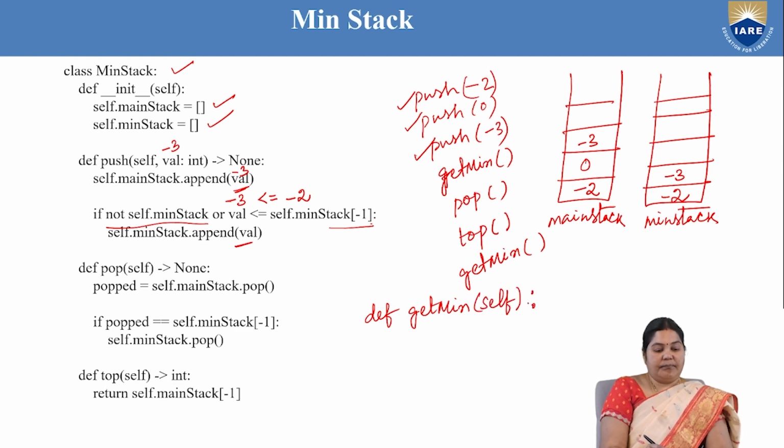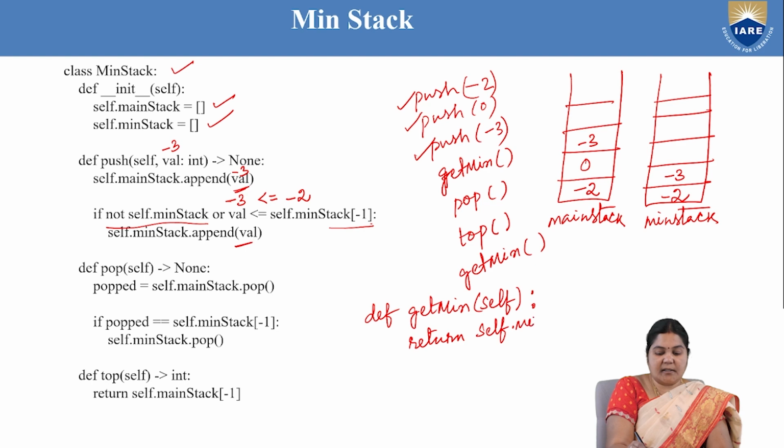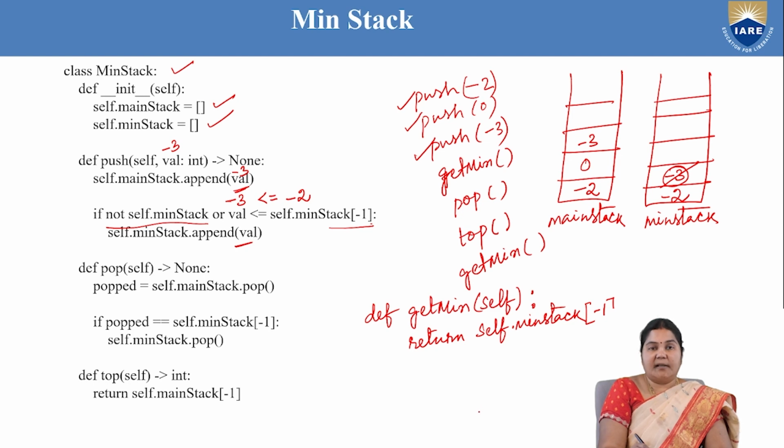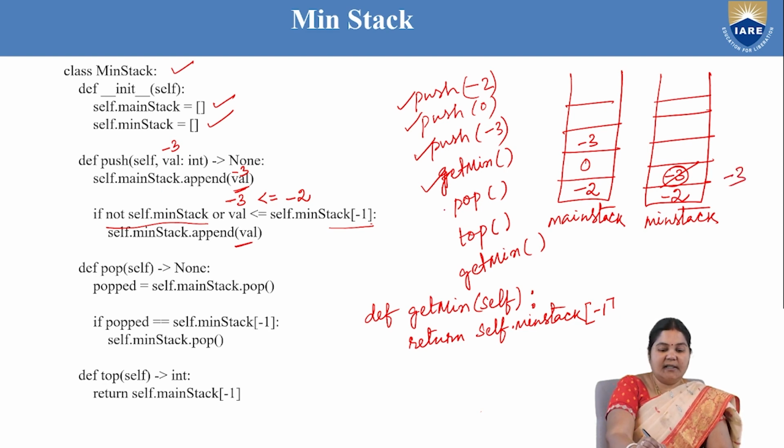Right. Okay. Now, for getting the minimum element, you should always get it from the top of the stack. So, what will I write? I'll simply write return self.min_stack[-1]. So, this is the minimum element from the min stack that will be retrieved. Okay. Next operation, which is nothing but here -3. Minus 3 is the minimum element. We have got it.